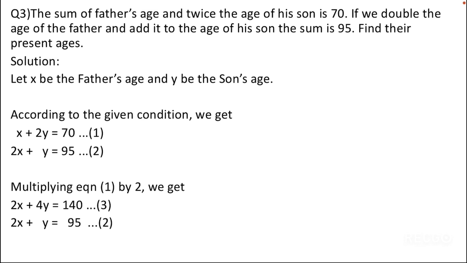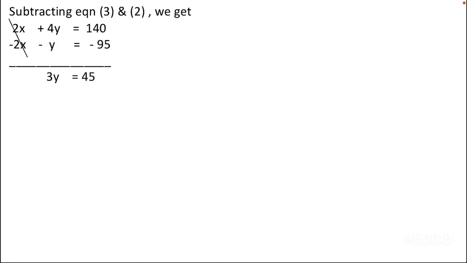So we will subtract the two equations because we have positive 2x and positive 2x. So subtracting the equations we get 2x plus 4y is 140 and minus 2x minus y is equal to minus 95. So 2x and 2x get cancelled, and 4y minus y is equal to 3y, and 140 minus 95 is 45. So we get our y as 15. So now we have y as 15.